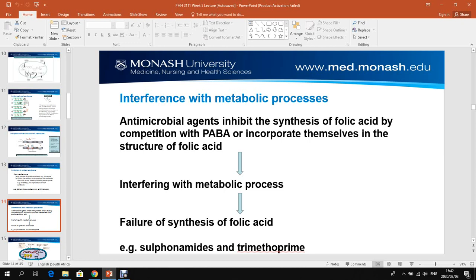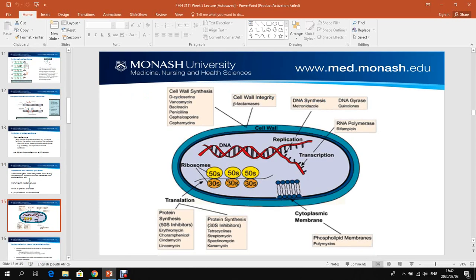And we have two examples of such drugs which interfere with metabolic processes. We have what we call sulfonamides and trimethoprim. These two examples are drugs that interfere with metabolic processes and thereby kill the microorganisms.